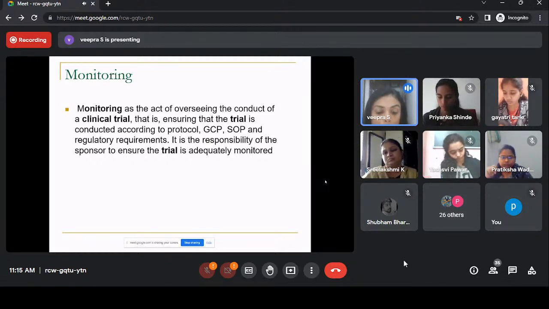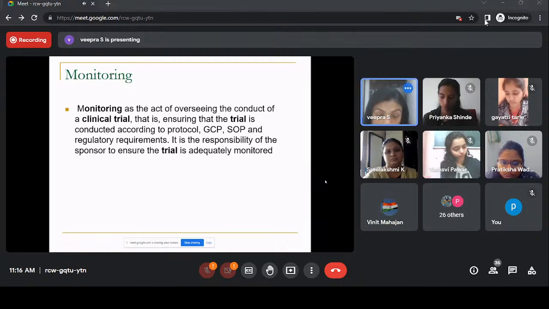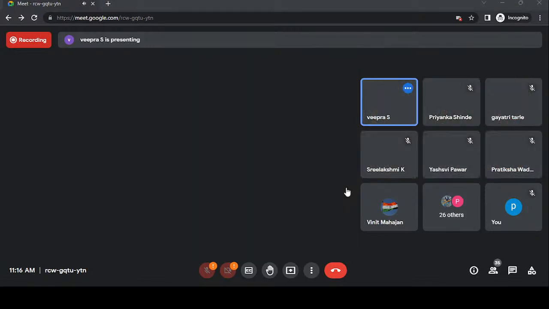Then they will prepare a monitoring plan also. Do you know what a monitoring plan is? Monitoring plan. Procedure for monitoring. The responsibilities of the parties involved, whether they are following GCP guidelines or SOP guidelines or not. Then the monitoring method, and the rationale for choosing such monitoring, that information will be mentioned.